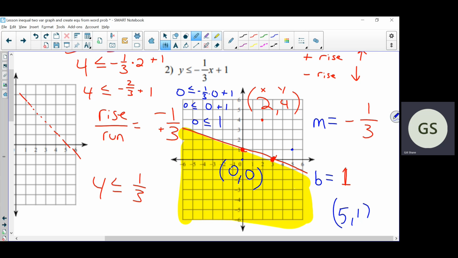Remember, this graph, these are imaginary numbers, imaginary lines. The only line is this line. 0, 0 is below that line. Oh. So if 0, 0 works, you shade below the line, the red line. If 0, 0 doesn't work, you shade above the red line. Oh, because I was talking about the other lines.